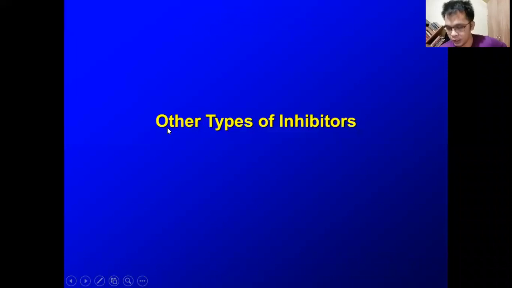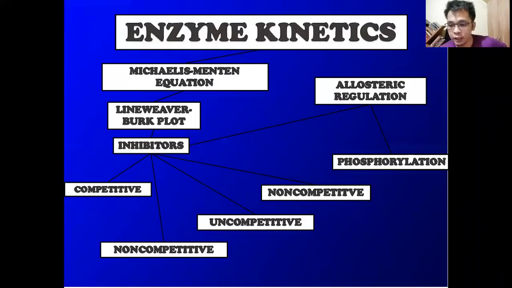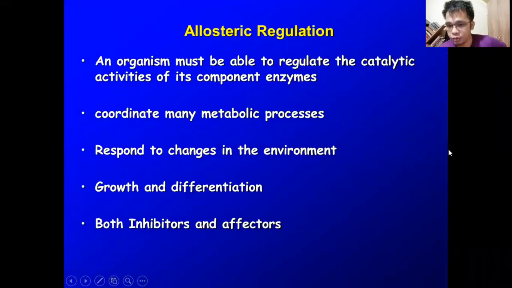Next is the other type of inhibitors. This is where allosteric regulation comes in, and the example we will take up is just phosphorylation. In allosteric regulation, the enzyme doesn't simply accept a substrate and convert it into products. It is not always active.